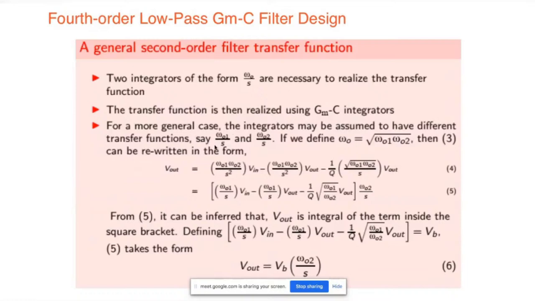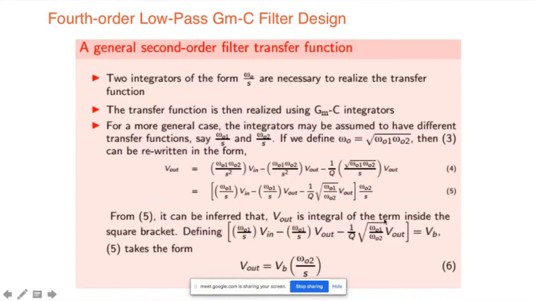Then if you define it this way, omega naught will be nothing but omega naught 1 by omega naught 2 under a square root. So I can write this in terms of this form. Same equation, we take one integrator outside and then simplify this. Now it can be inferred that V out is the integral of the term inside the square bracket.